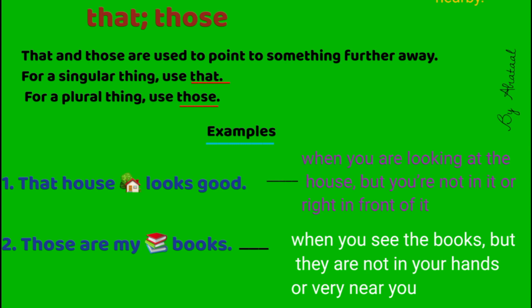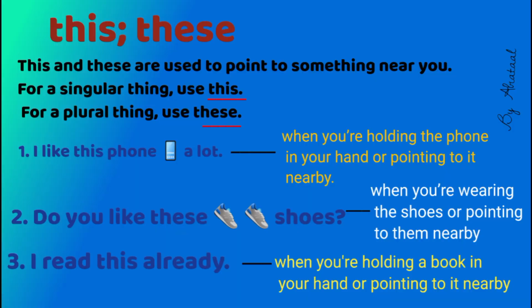You can say, those are my books. But you only say this when you see the books, but they are not in your hands or very near you. So don't forget that that and those are used to point to something further away, whereas this and these are used to point to something nearby.